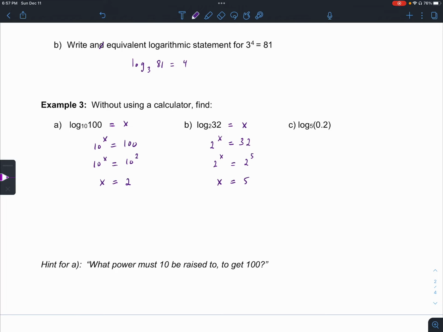All right, let's also do part C now. So for part C, again, I'm going to set this equal to x. And I'm going to write this as log to the base 5. I'm going to write 0.2 as 1 over 5.